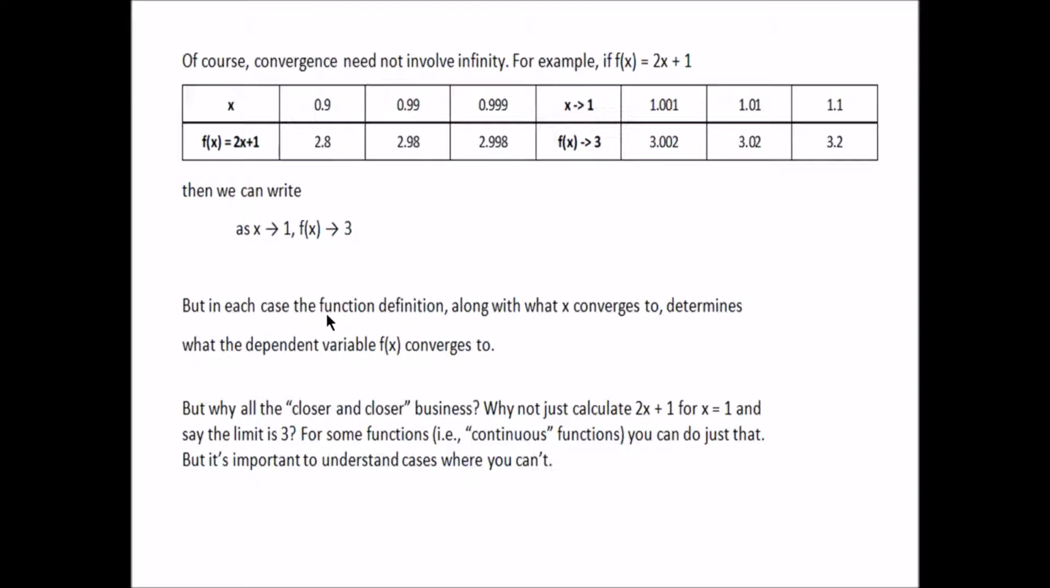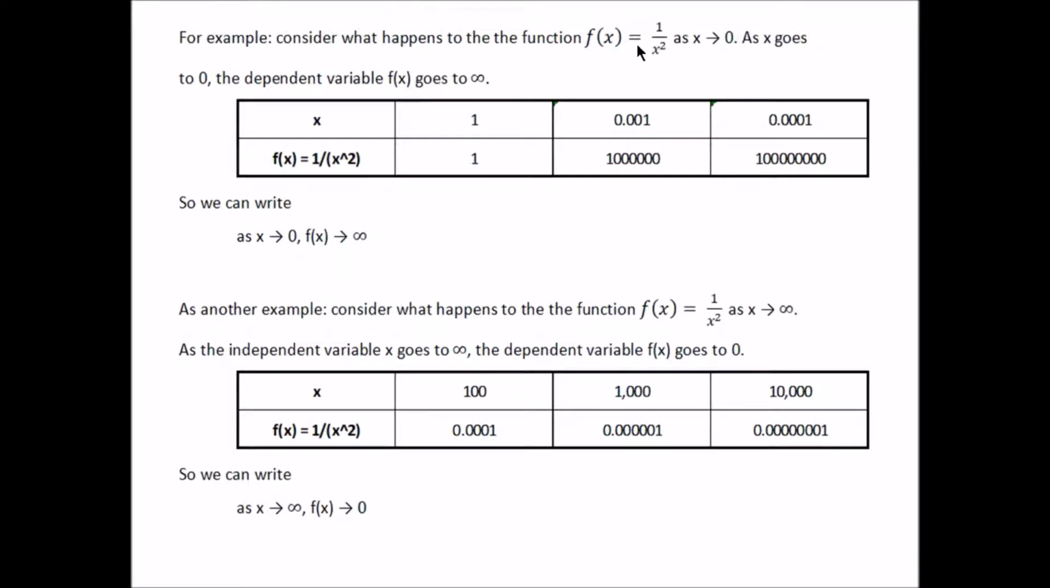In each case, knowing the function definition and knowing what x converges to will tell you, with a little bit of calculation, what the dependent variable f of x, also known as y, converges to. But you might be wondering, why all this closer and closer business? Why not just calculate? I can put 1 into the function and I get 3. Why not say the limit is 3? Well, for some functions, continuous functions, you can do that. You can just put x into the function, find the value, and say that's the limit. But there are important cases where you can't. We already saw one up here where we can't do that. You can't plug 0 into the function and get the limit.